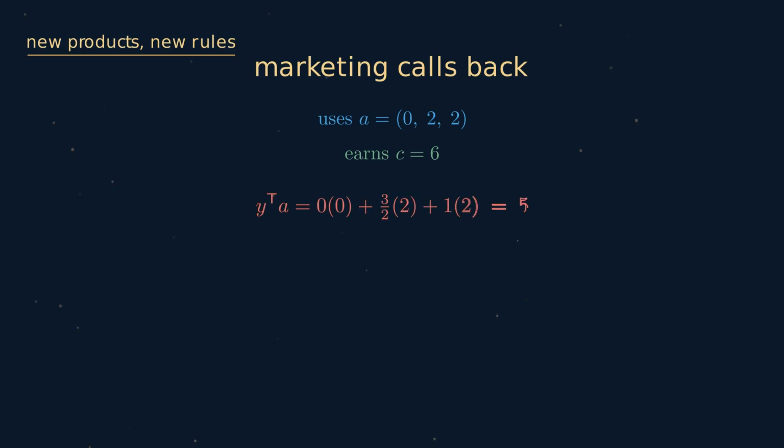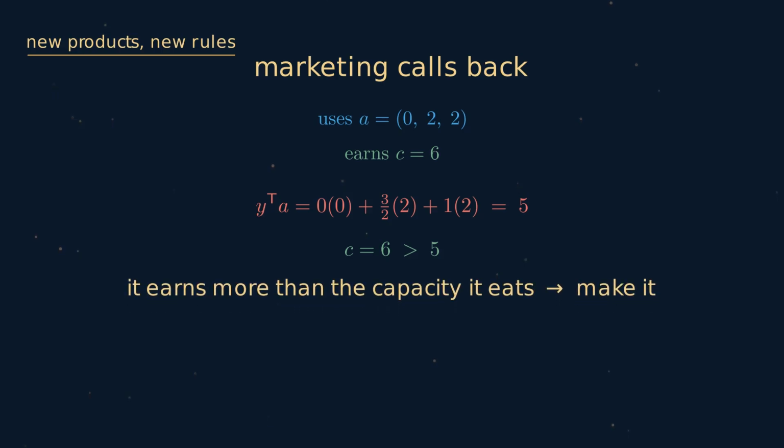Multiply what it consumes by what that capacity is worth. Nothing from the first, 2 units of a resource worth 1.5, 2 units of a resource worth 1. That's 5 rupees of capacity, to earn 6 rupees of profit. 6 beats 5. 1 rupee of genuine gain per unit, so yes, launch it. Had the margin been 4 instead, it would have been eating 5 to earn 4, and the current plan would simply stay put.